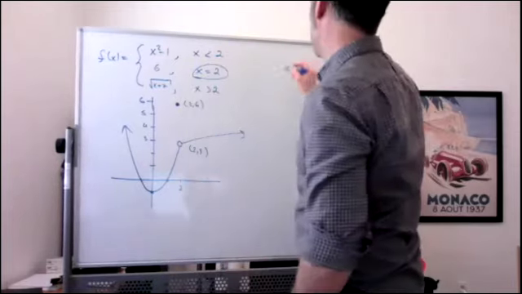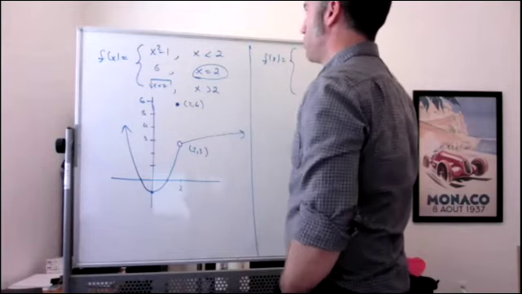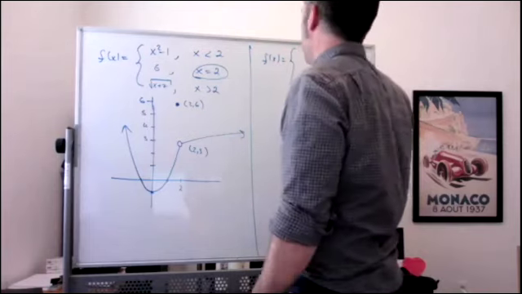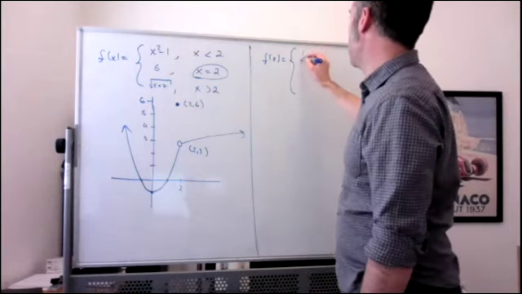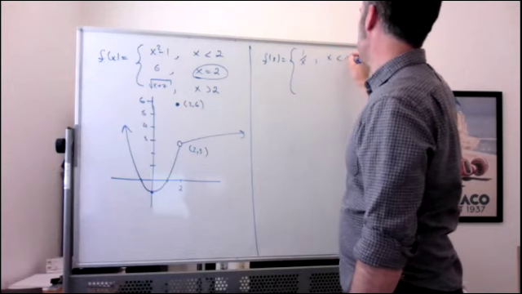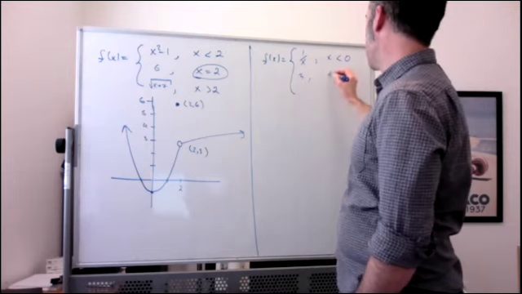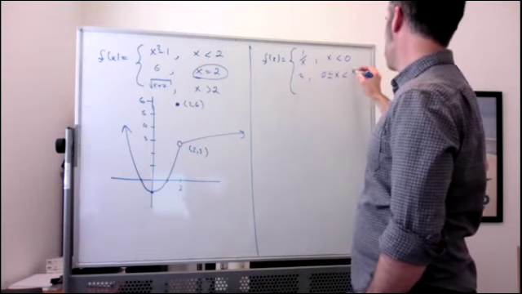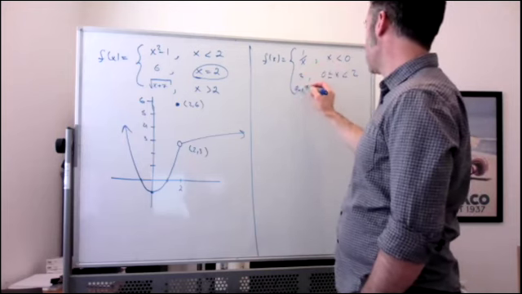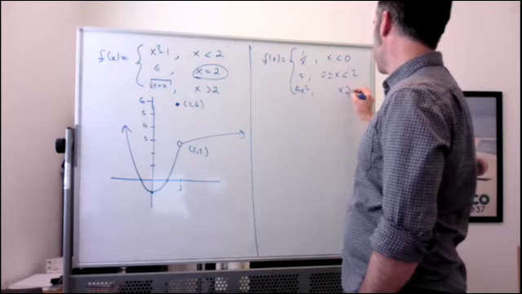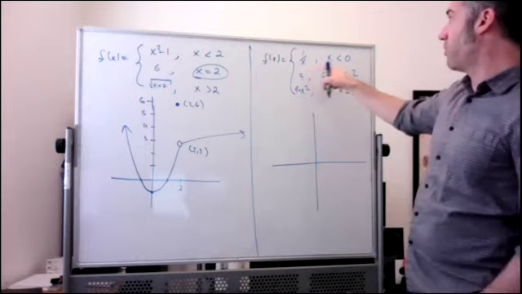So let's say the function was instead f of x equals 1 over x when x is less than 0. Let's say it's 3 when x is bigger than or equal to 0 and less than 2. And let's say it's something like 9 minus x squared when x is bigger than or equal to 2.